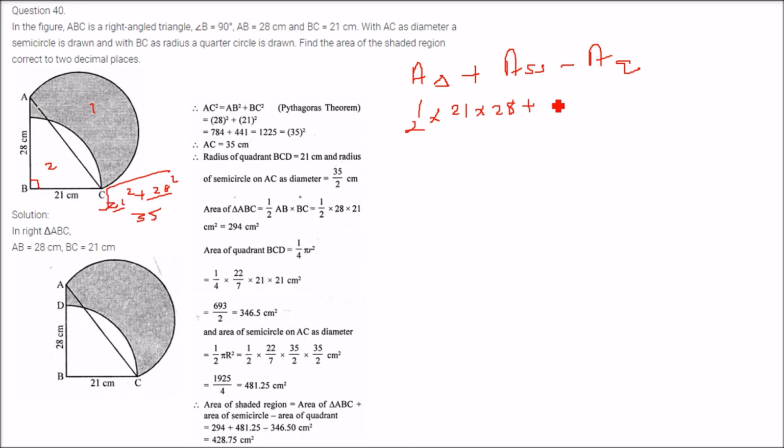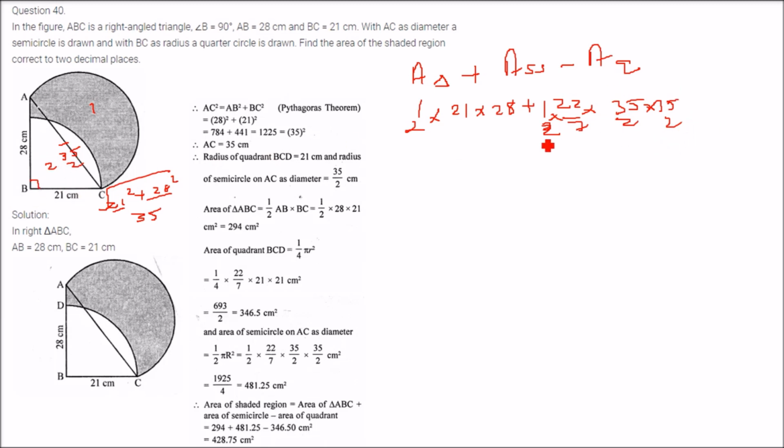So what is the area of this? Pi r square by 2. So it will be pi r square by 2, half of 22 by 7 into 35 by 2 into 35 by 2. Because 35 is the diameter, we have to find the radius, so it will be 35 by 2. Now we have to subtract what? The area of this quadrant.